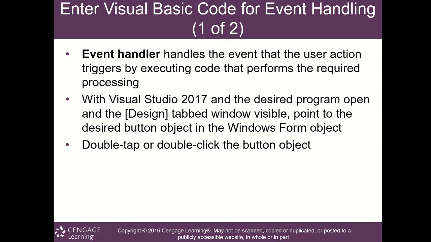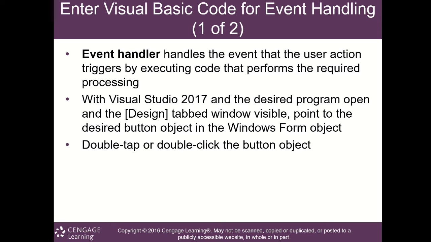Then what you do, you have to add the Visual Basic code for event handling. So what does an event handler do? An event handler handles the event that the user action triggers by executing code that performs the required processing. With Visual Studio, we are using 2022. It doesn't matter if you use 2022, 2029, or even 2027. The main instructions remain the same, but in the latest versions they add more versatility, more properties, but everything is backward compatible.